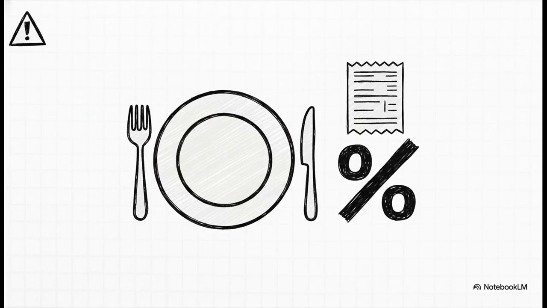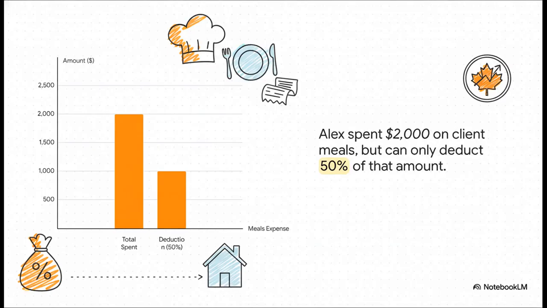entitled to. Now, while a lot of your expenses are 100% deductible, some of them come with special rules attached. And a perfect example, one that trips up a lot of people, is meals and entertainment. You can't just write off every single penny you spend taking clients out for coffee or lunch. There's a catch. Here's exactly how that rule works. Let's say Alex spent a total of $2,000 over the year on legitimate client meals.